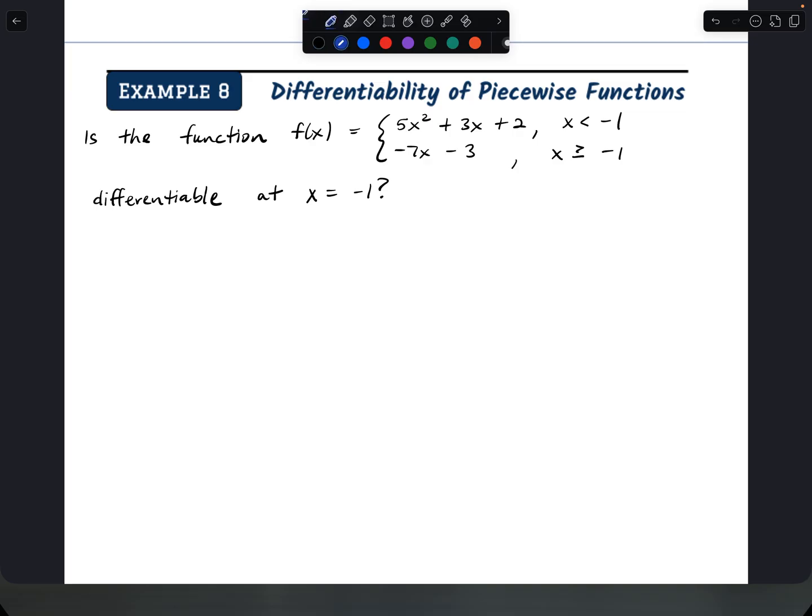So for show your work, step 1: is f of x continuous at x equals -1? First thing you need to do, does f of -1 exist? It does, because we have some place right here where it's equal to -1, and so that means I can plug into the bottom function. It's going to be -7 times -1 minus 3, that's just 4.